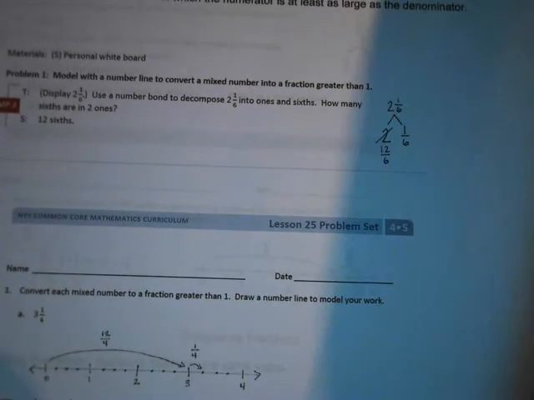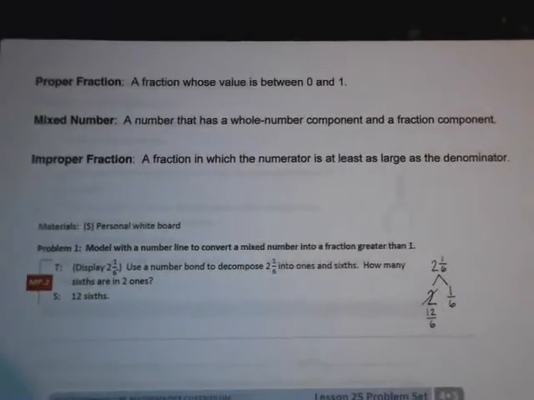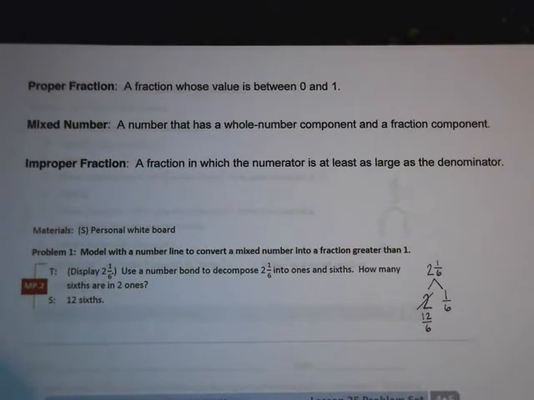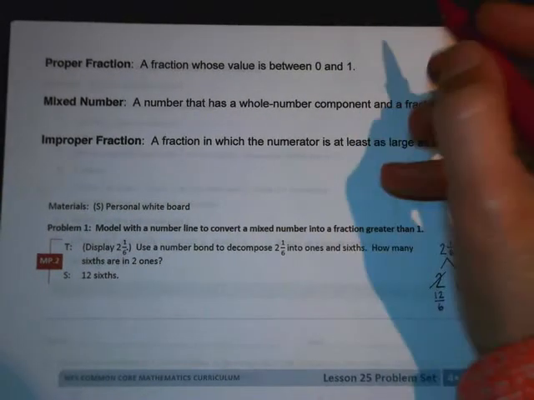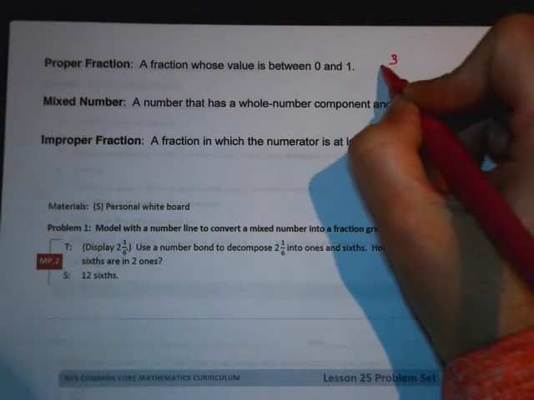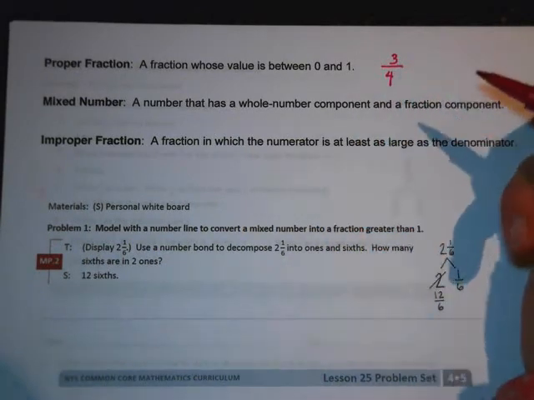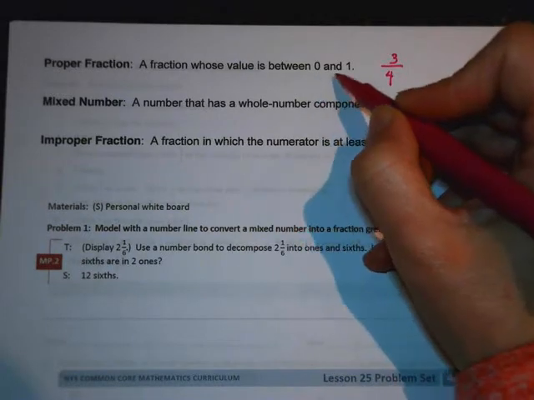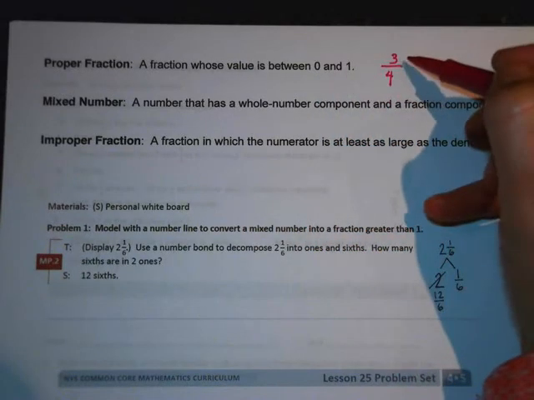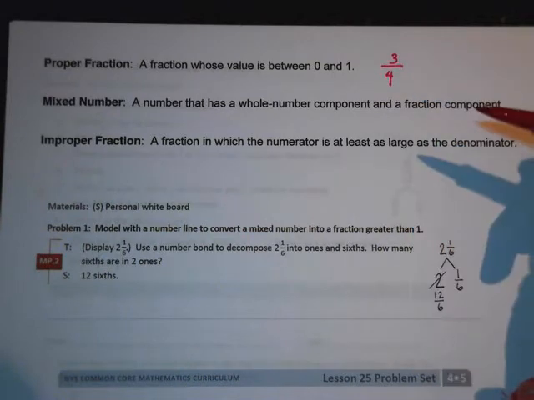All right, so let's just get down some terms that you have to know with these different types of fractions. A proper fraction is a fraction whose value is between 0 and 1. So if you've got a proper fraction, then doesn't it make sense the numerator has to be smaller than the denominator, right? So this is a fraction whose value is less than 1 but greater than 0, so the numerator is smaller than the denominator.